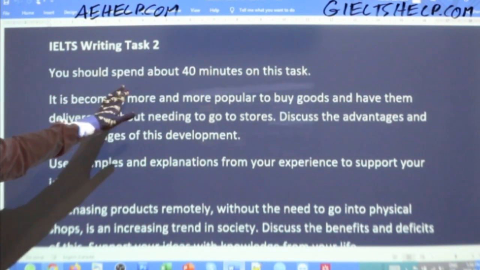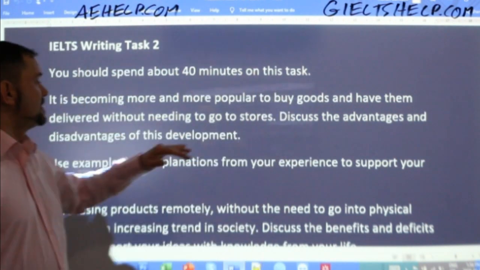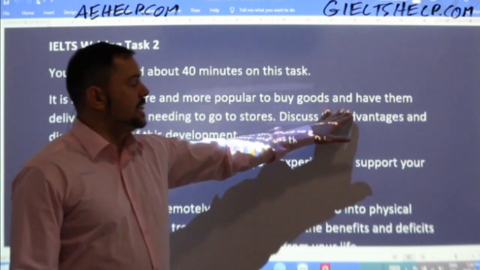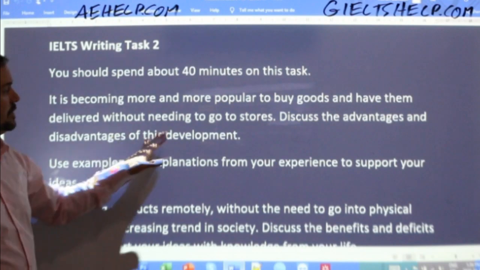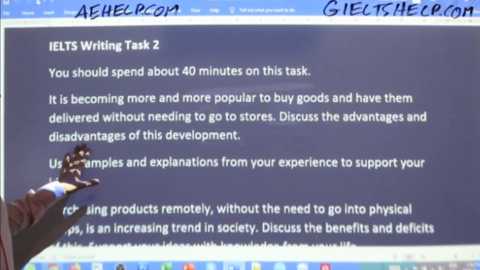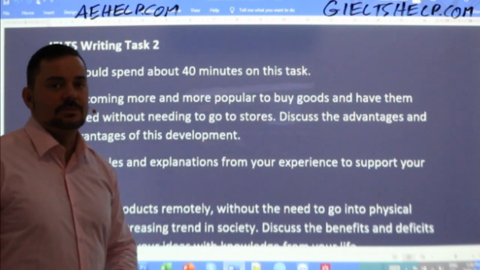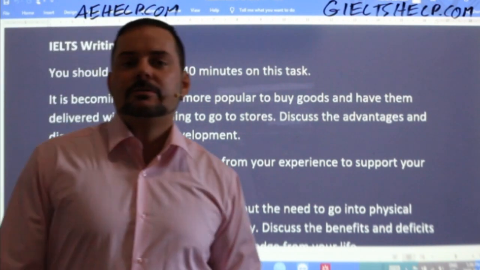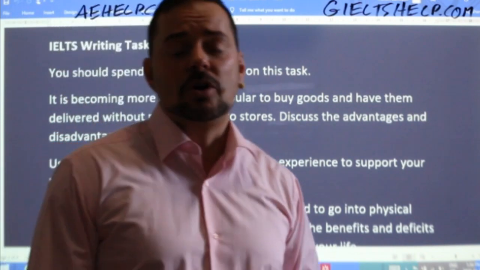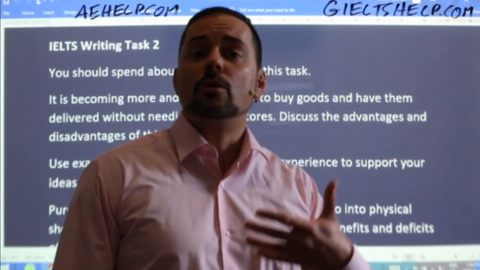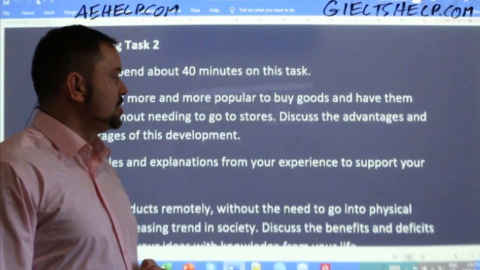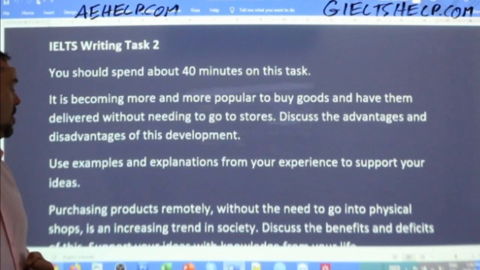You should spend about 40 minutes on this task. It is becoming more and more popular to buy goods and have them delivered without needing to go to stores. Discuss the advantages and disadvantages of this development. So basically, we all agreed we're writing about the advantages and disadvantages of online shopping as opposed to going to a physical store and getting merchandise right to the home or the office.